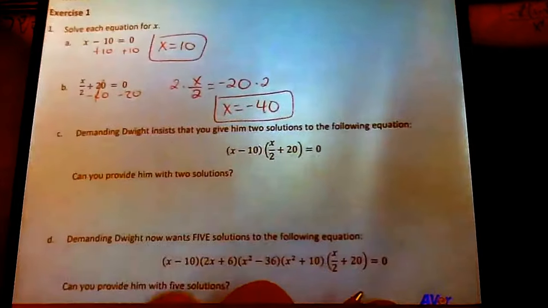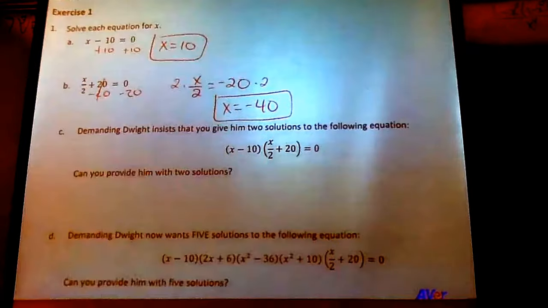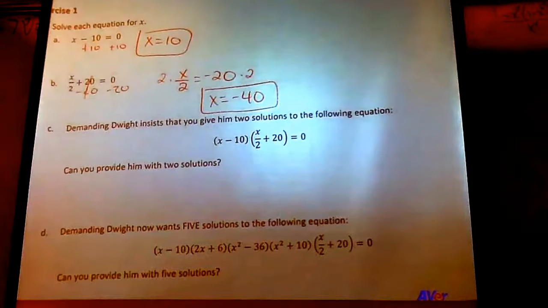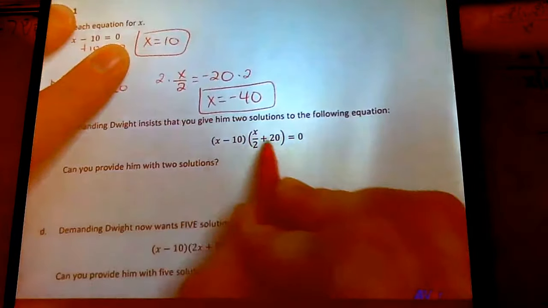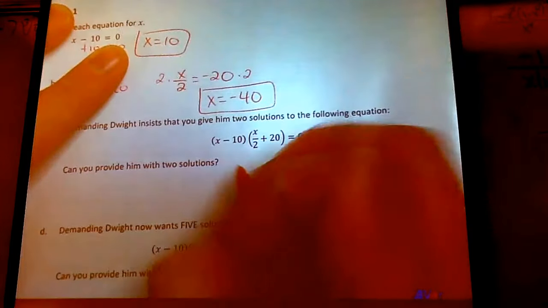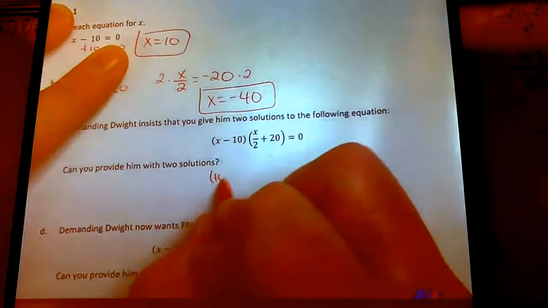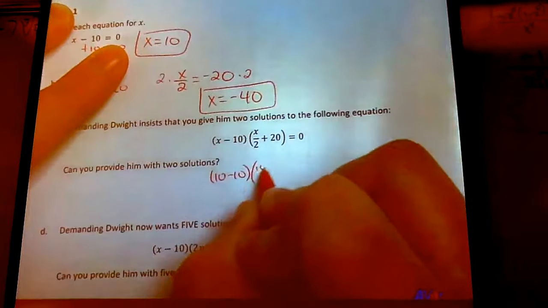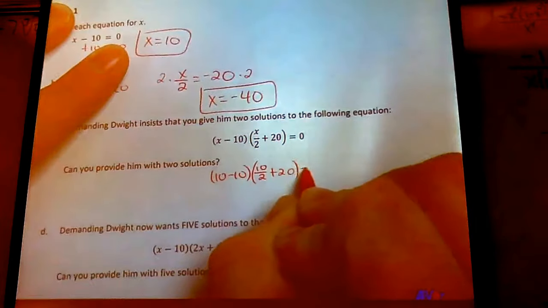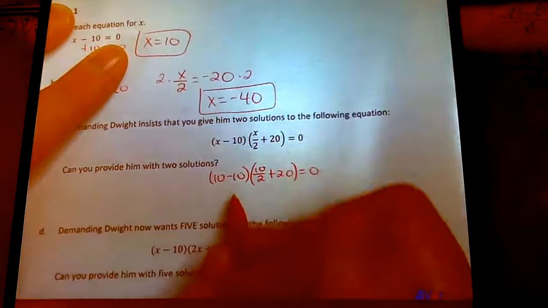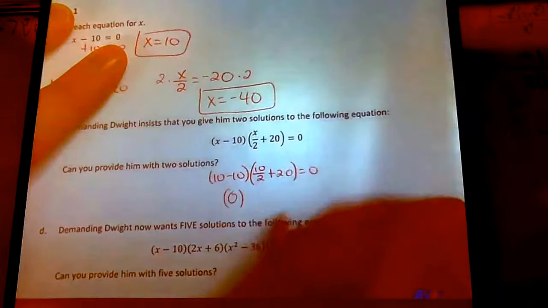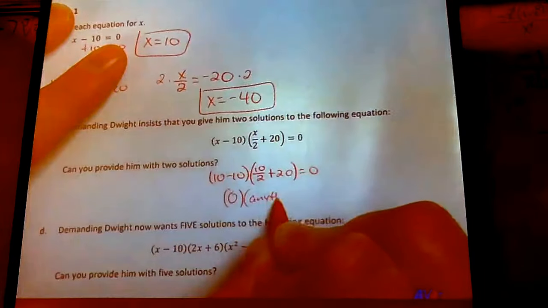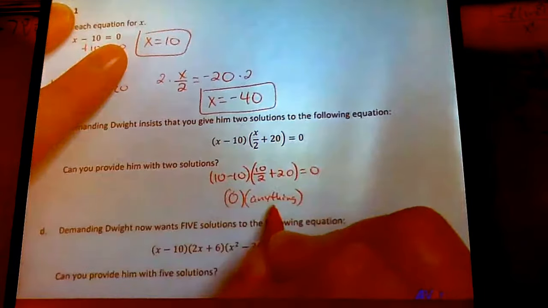I'll give you a hint. Look up here. Oh, x minus 10? Let's try 10. If I plug 10 in, do you think I'll get 0 on this side? Yeah, because it's 10 minus 10, and then 10 over 2 plus 20. What's 10 minus 10? 0. Does it matter what this is? I don't think so. Because what's 0 times anything? 0.